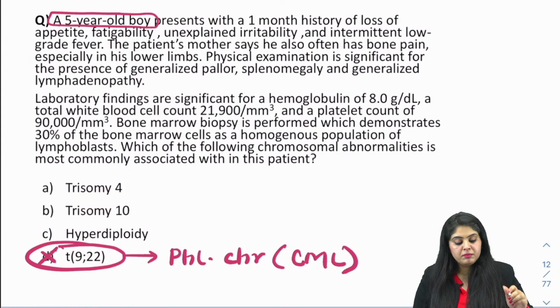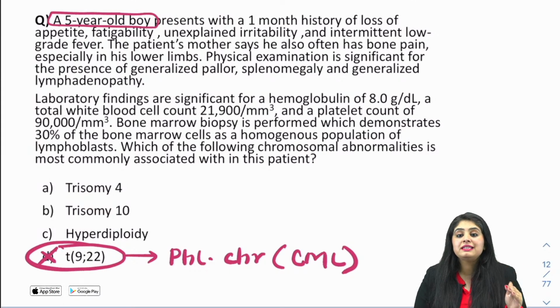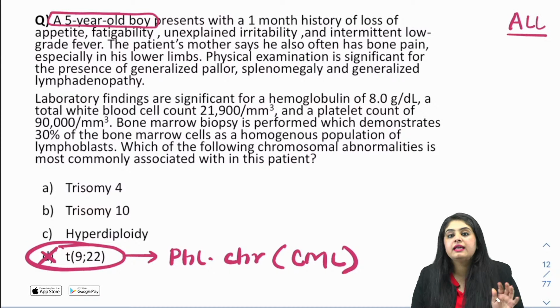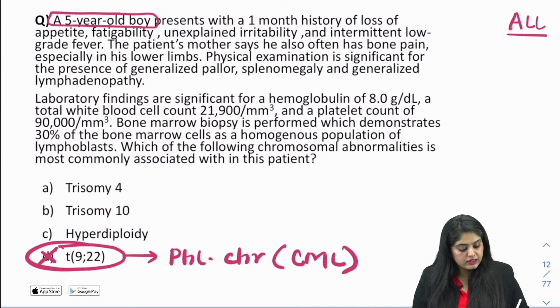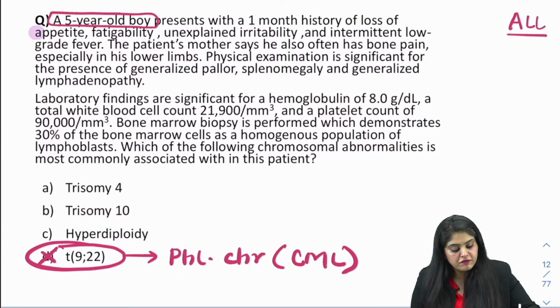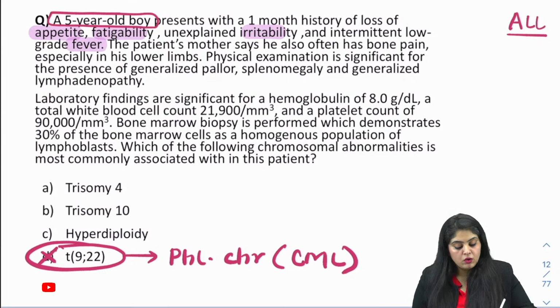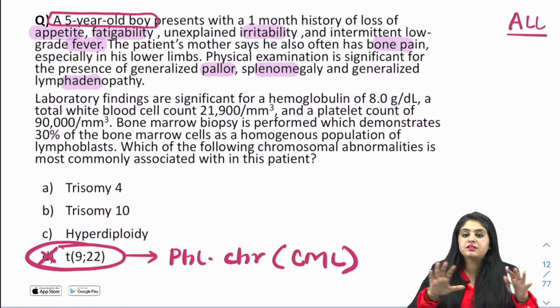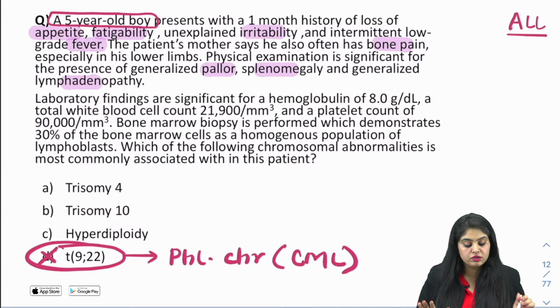So in a 5-year-old, think of common things first in the paper. In a 5-year-old, I would have always thought of ALL first. Then I'll start reading. Look at the history. There's a history of loss of appetite, fatigue, irritability and low-grade fever. Also, there are bone pains, especially in the lower limbs. There is pallor, splenomegaly, lymphadenopathy. So definitely the entire body is getting affected. It's not a single system disorder. That is how blood cancers come. Blood cancers will have a widespread distribution in the body.